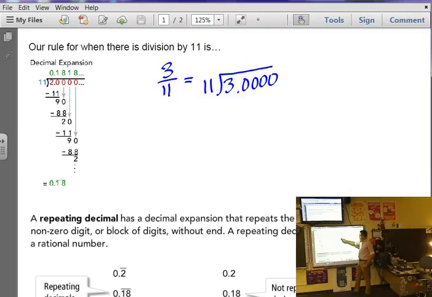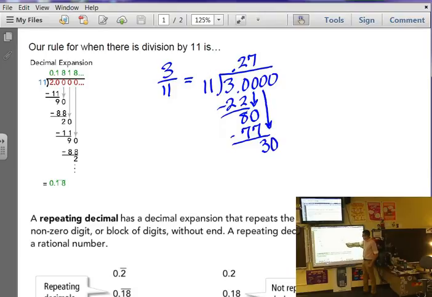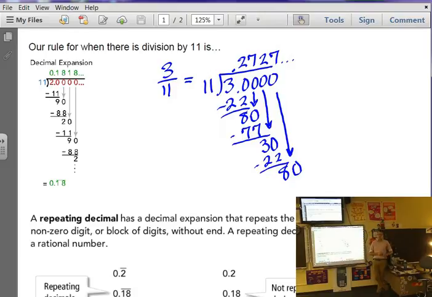11 fits into 3 none, into 30 two times. Gives me 22. Drop down an 8. Guys, we should be writing this long division if for no other reason than the fact that we haven't done it in a long time. How many 11s fit into 80? Well, that would be 7. How many 11s fit into 30? Well, I can do 2 again. Now I get 8. Oh, okay. This is going to go on forever. Once I've gotten the same pattern twice, I know that it is going to continue giving me the same pattern.